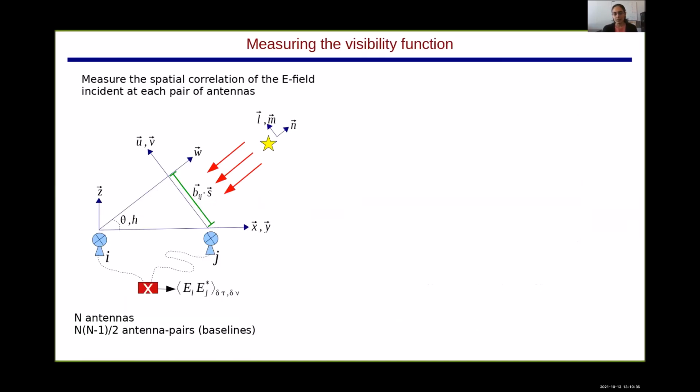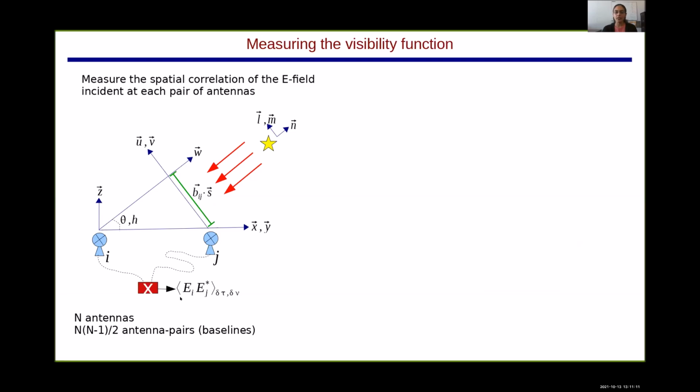The basic measurable from an interferometer is a measure of the spatial correlation of the E field incident at each pair of antennas. So if you have 2 antennas described by these blue things here, and you have a source emitting radiation that's coming from a certain direction, the plane wave hits the first antenna J first, and then gets to I with some delay. So what you do in the electronics is you actually on purpose delay one of the signals so that by the time they can be combined, they are in phase with respect to the direction that the instrument is pointing.